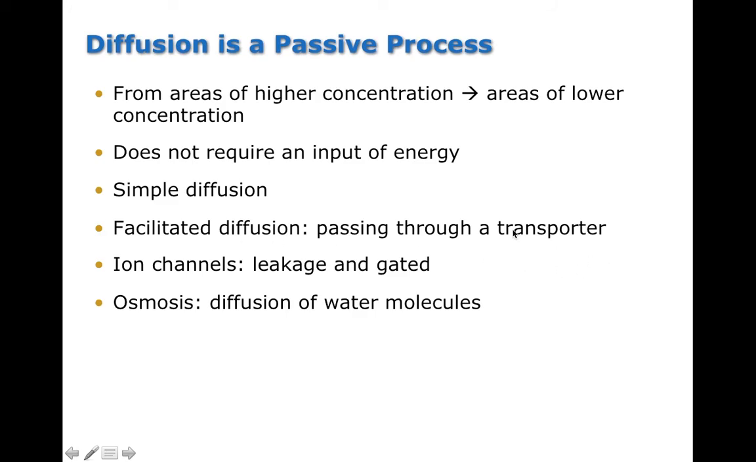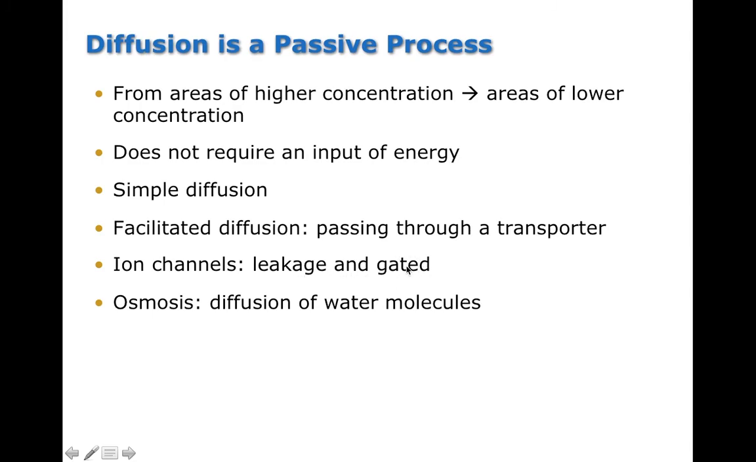This is where you're going to need transport proteins to help those molecules get across the plasma membrane. We have ion channels, which can actually transport ions like sodium, potassium, and chloride. And these ion channels can be leakage or gated. If they're leakage, they're always open. And so we have examples of sodium, potassium, and chloride leakage channels, which are always open within the cells.